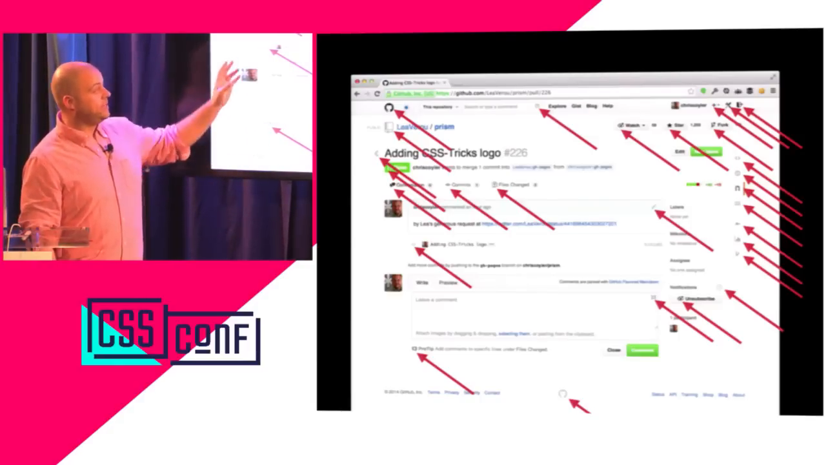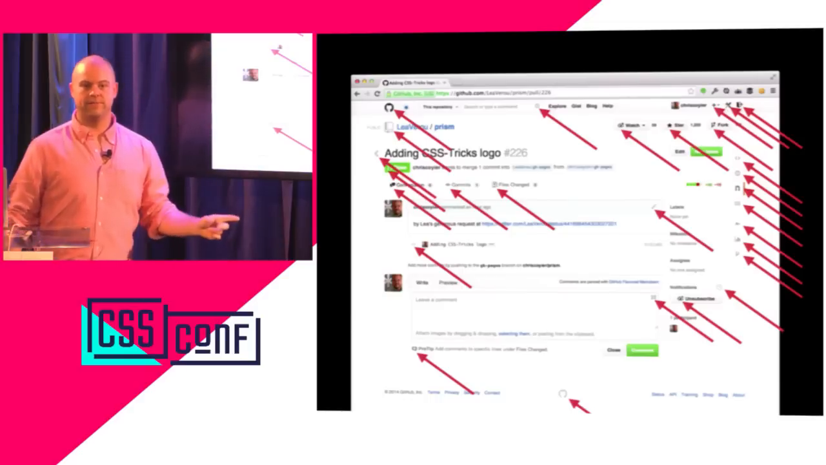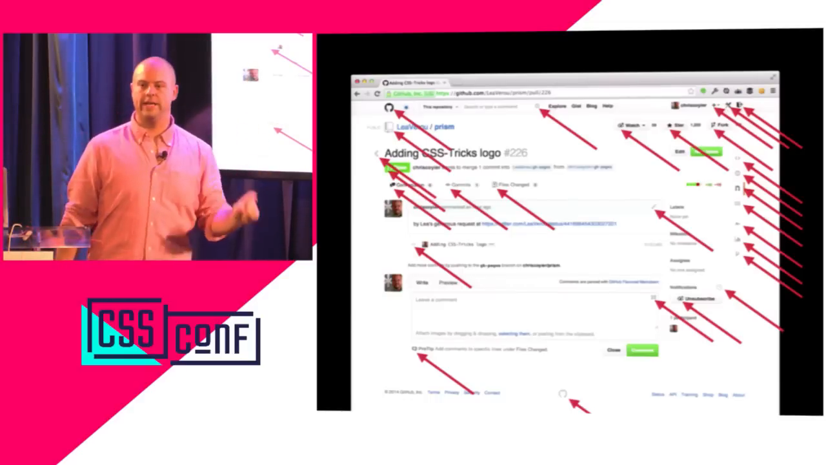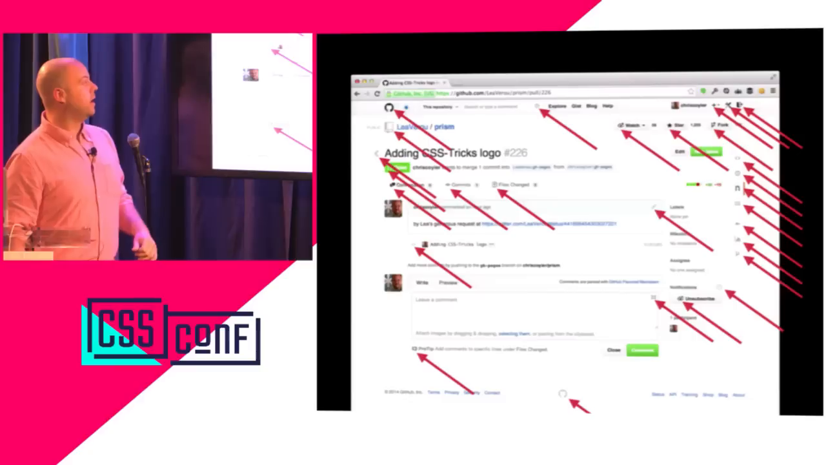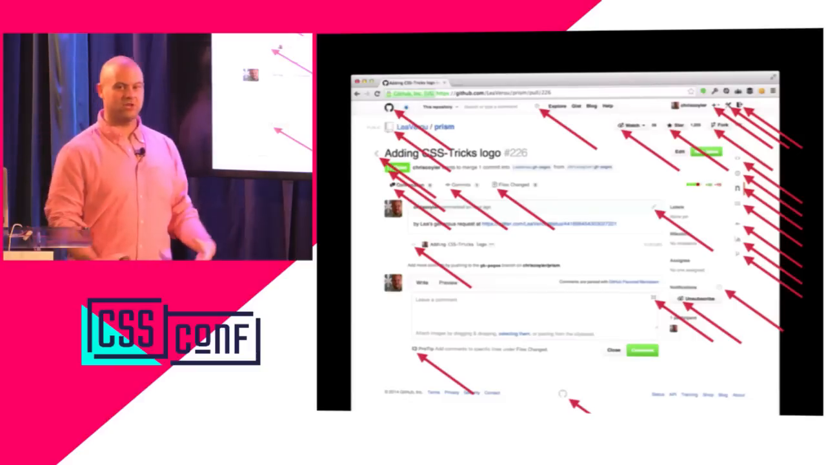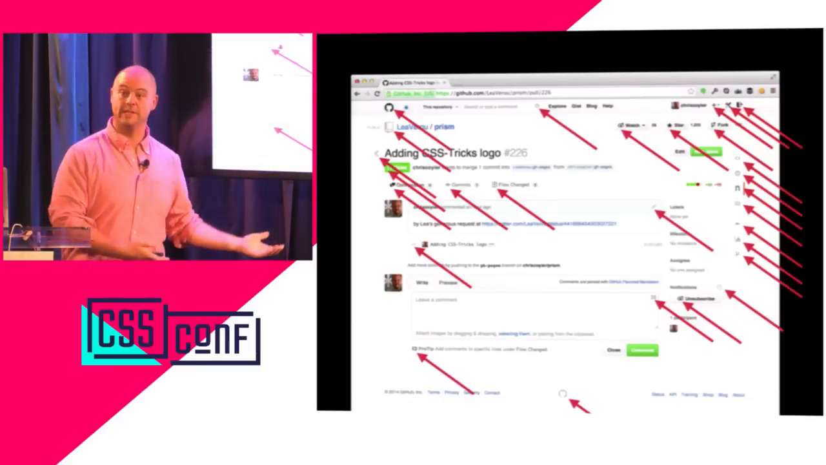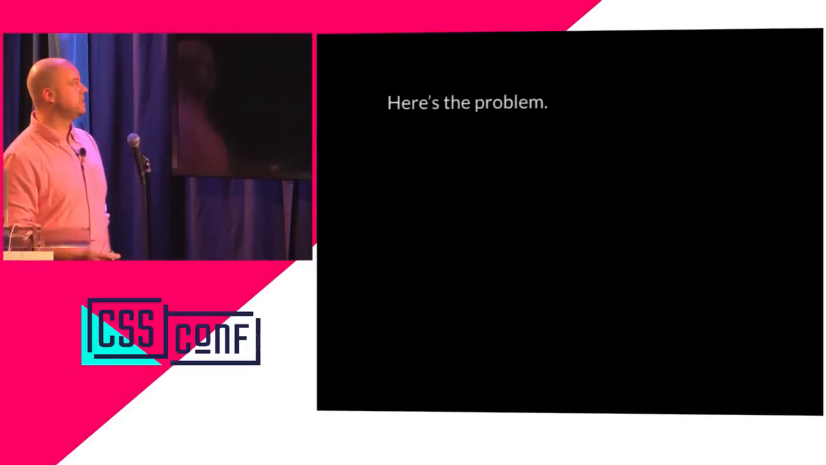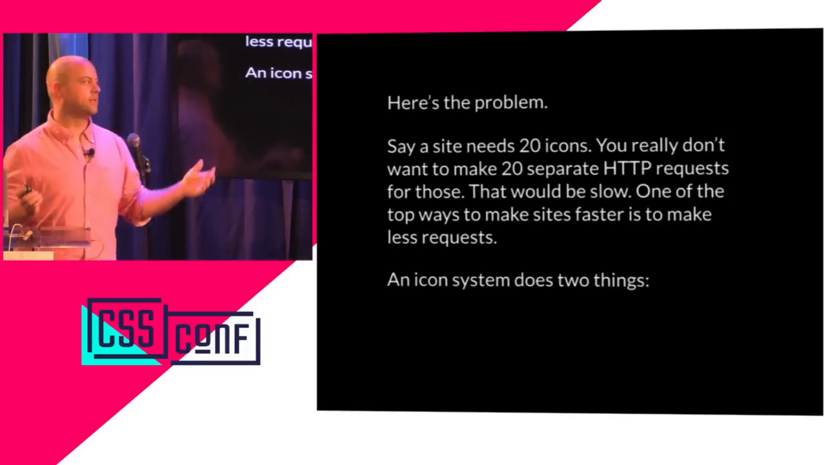No judgment there. The point is that if each one of these was image source equals gear.svg or whatever, that would be a whole heck of a lot of HTTP requests. We already covered that that's kind of bad news for the web. If we could smash all those into one request, that would be great for performance. It would be a nice system. Let's build a system. We've been building systems like that for a long time. That's the deal. It's 20 requests, very slow.